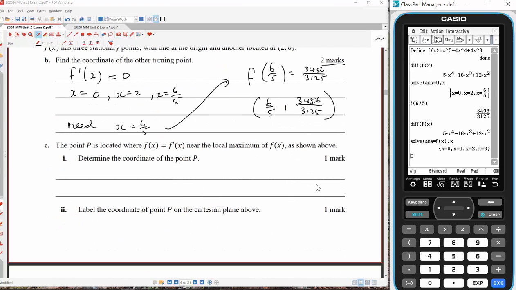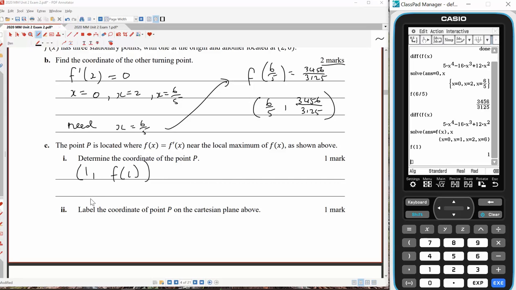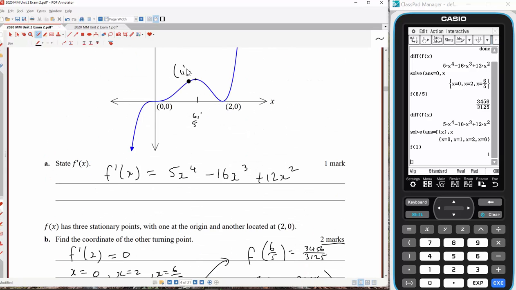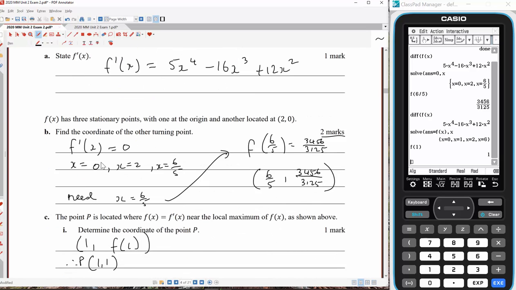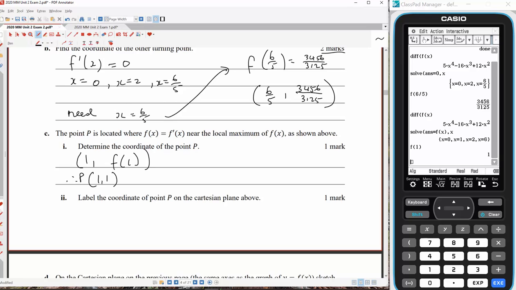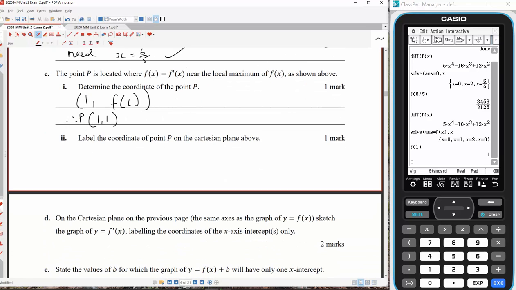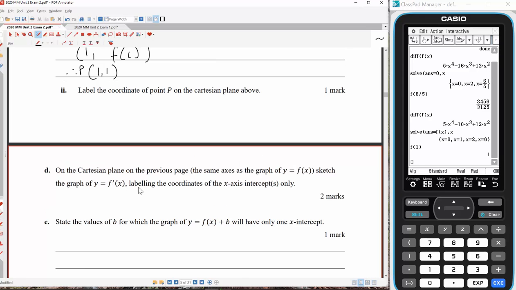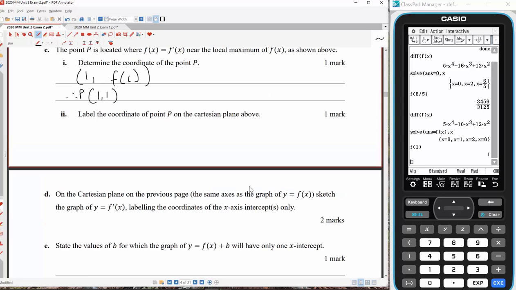Okay, so for 1 mark, we don't really need to show any working here. We can just go, it's going to be at 1 comma f of 1, and f of 1 is 1. So point P is at 1 comma 1. Label the coordinate, I just did that. Okay, that's convenient. On the Cartesian plane on the previous page, the same axes as that, sketch the graph of f dash x, labeling the coordinates of the x-axis intercepts only.